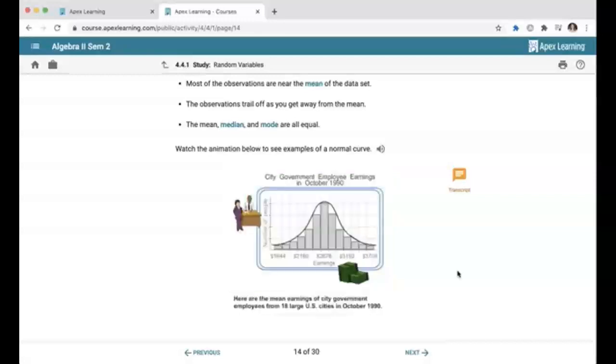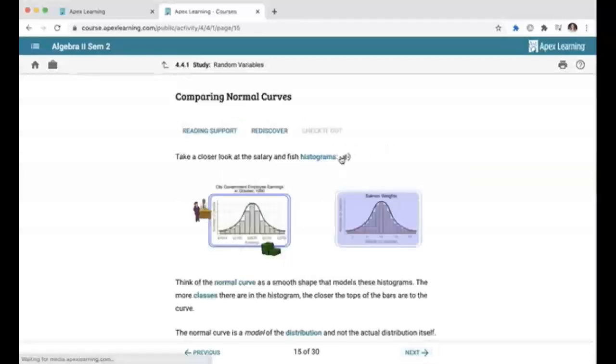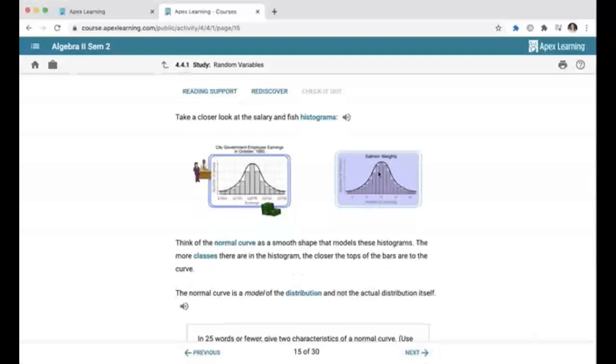And here's another example. Looking at this here, we can see our mean is also our median and our mode. There are a lot of different examples for that. If we look at the salary and the fish histogram, think of these normal curves as smooth shapes that model the histograms.